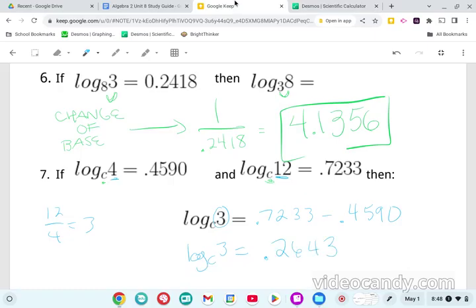So the understanding here is that the rules of logarithms are like the rules of exponents. Because these numbers were divided to make 3, we subtract the logarithms to find the new answer. And to switch the bases like we did in number 6, we just do 1 divided by that number. You'll have different problems on the test, so you'll just have to know those rules and you'll have that sheet in front of you.